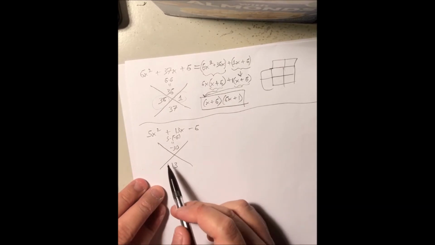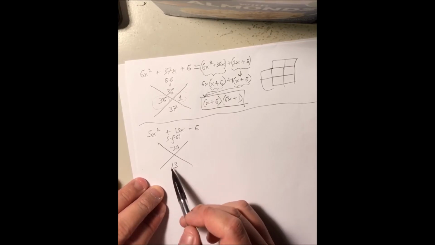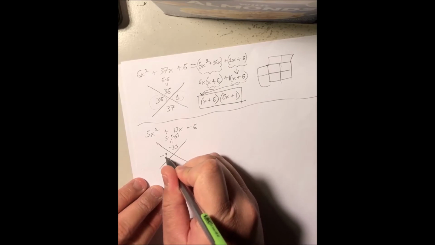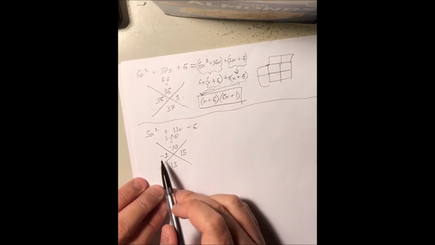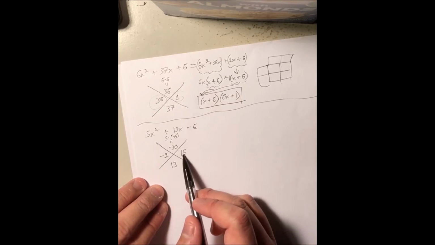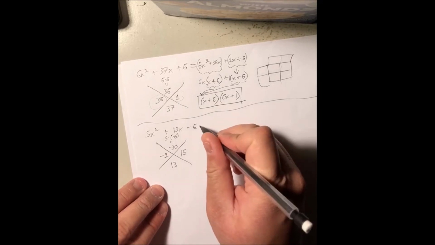Two numbers that multiply together to give us back negative 30, but also added together to give us back positive 13. I would say negative 2 and positive 15. Is that true? Well, negative 2 times positive 15 is negative 30. Negative 2 plus 15 equals positive 13. So there we go, we have it.